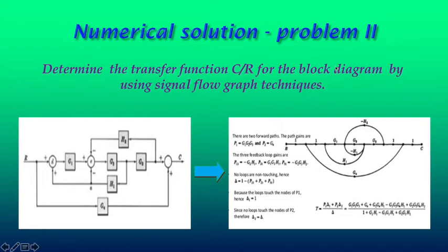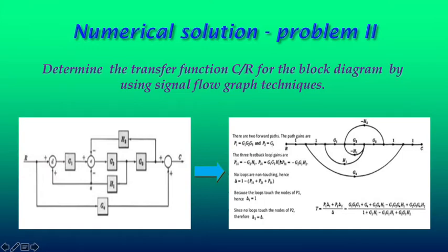Numerical problem 2. Determine the transfer function using the block diagram to signal flow graph technique. Here this takeoff point and summing point are considered two different nodes. And similarly this summing point and takeoff point are considered two different nodes. And these two are considered as this and this node. This feedback path is minus H1 and this feedback path is plus H1. Then find the transfer function. Here are two forward paths. One is this one and another forward path is this. So one is G1, G2, G3 and another is G4.